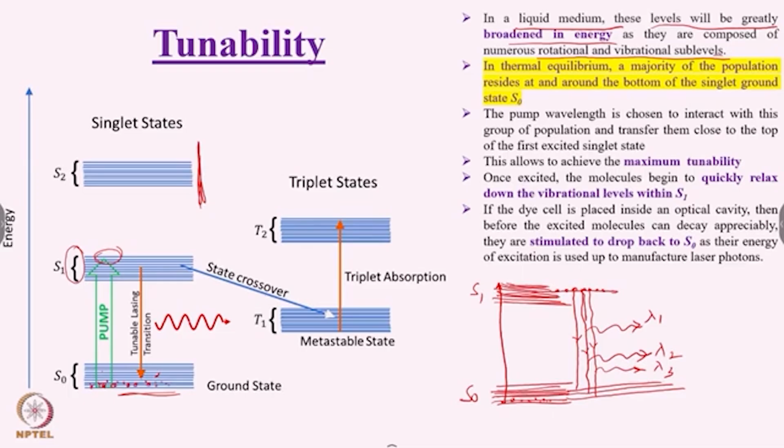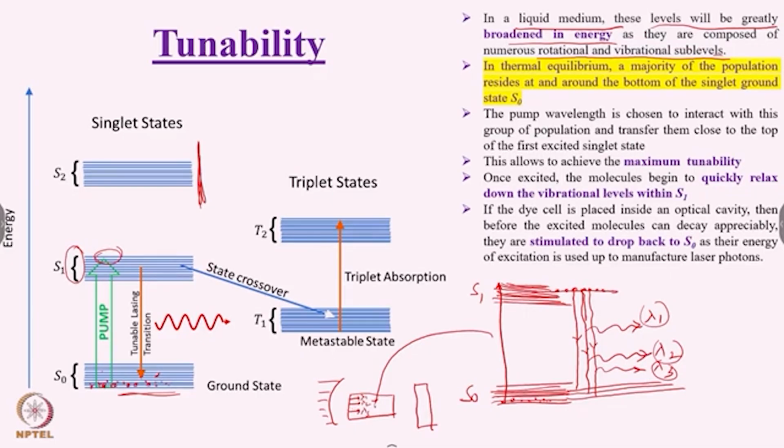Now, if you place this medium inside a cavity comprising a concave mirror, a partially transmitting output mirror, and this dye cell which contains these molecules which have now been excited, then due to spontaneous emission, photons will be emitted at these 3 wavelengths. There will be other emissions also, but we are just considering the photons at lambda 1, lambda 2, lambda 3.